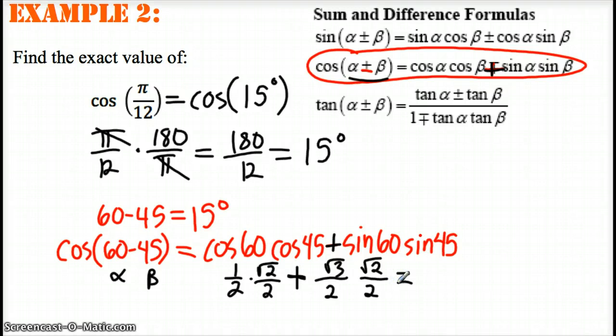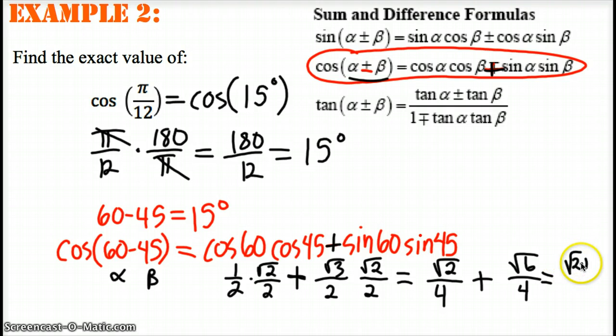Now I'm going to continue on and find the value. Square root of 2 over 4 for the left fraction, plus square root of 6 over 4 for the right. Once again, nicely I have the same denominator, so I'm going to get a nice answer. Square root of 2 plus square root of 6 all over 4. This is your final exact answer for the cosine of pi over 12. That is what you will be doing for all of these problems. Let's try a couple more examples.